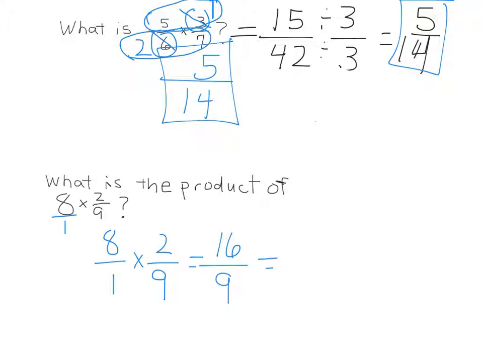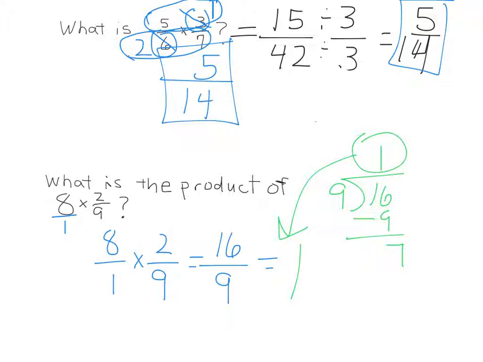Now I have 16/9. I need to change this back into a mixed number. So I'm going to do 16 divided by 9. So there's 1 9 in 16. I subtract, there's 7 left over. So the 1 is my whole number. So that's a 1. And then 7 is my numerator, and my divisor, my 9, is my denominator. So my final answer is 1 7/9.